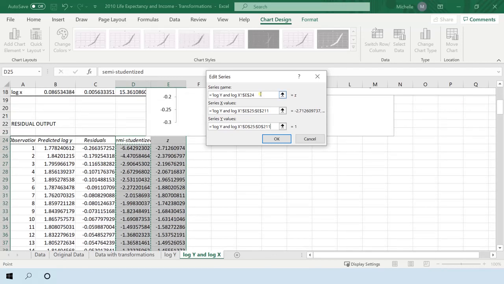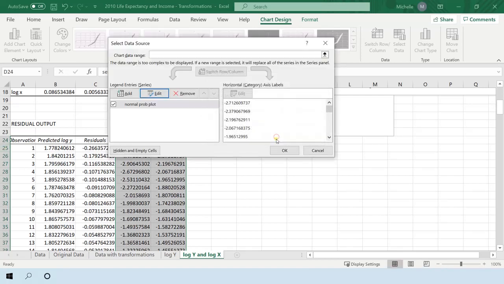It's saying the series name is at E24, so they're calling it just Z. Let me call it normal probability plot. So I have E25, good, and then all the way to E211. That's the X value, these even numbers. And then Y is the studentized residuals, which goes from D25 all the way down. Press OK. Looks good.